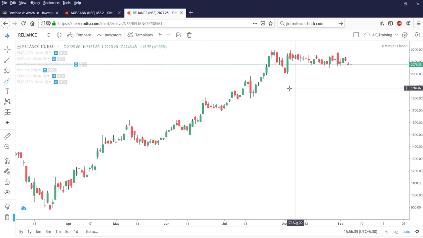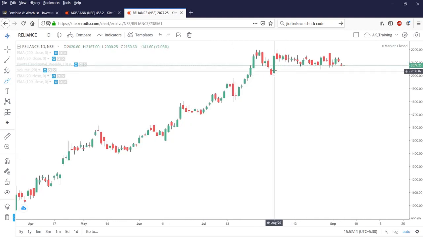So let's take an example of this candle. Let's focus on this particular candle. If I take the mouse over here, just give your focus over this area. So the opening price is 2020. So on that day, Reliance opened at 2020.60 and the high is 2167.